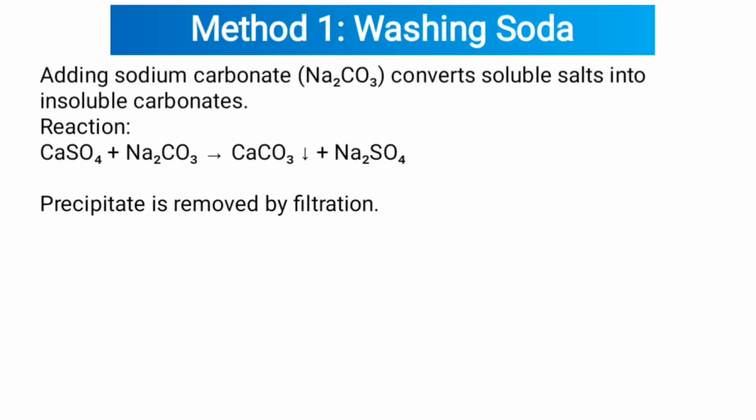Method 1, washing soda. Adding sodium carbonate, Na2CO3, converts soluble salt into insoluble carbonates. Reaction: CaSO4 plus Na2CO3 gives CaCO3 precipitate plus Na2SO4. The precipitate is removed by filtration.